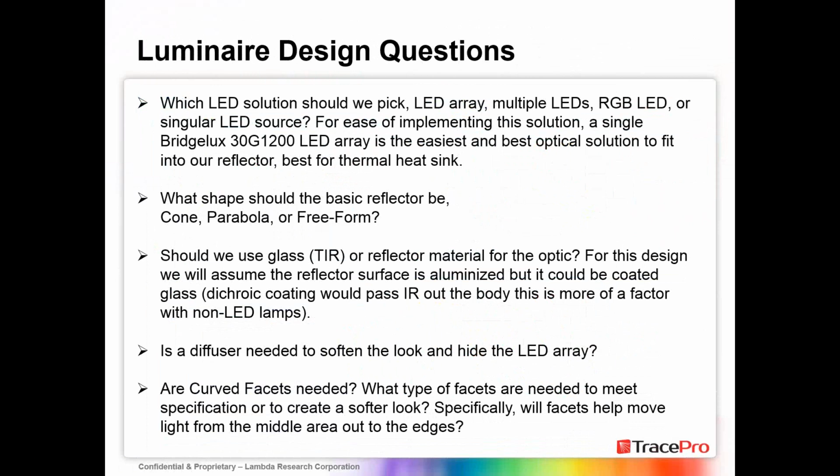Now, is a diffuser needed to soften the look and hide the LED array itself if you look directly into it? That's a good question. We can look at that. Are curved facets needed? What type of facets are needed to meet specification to create a softer look? And specifically, can we use these facets to move light from the middle area out to the edges if we need it?